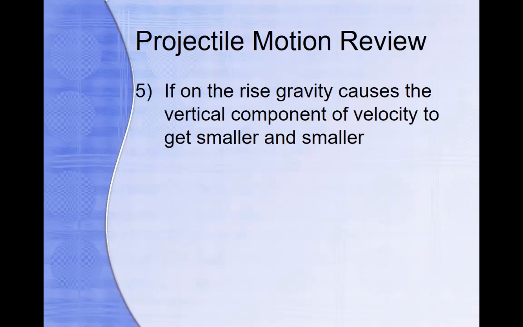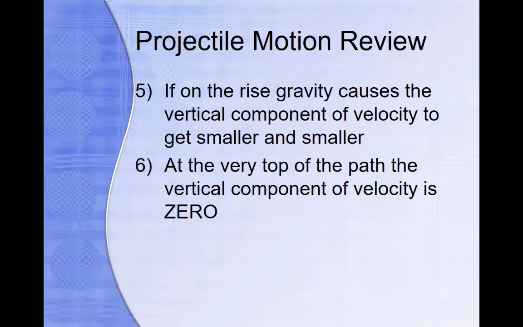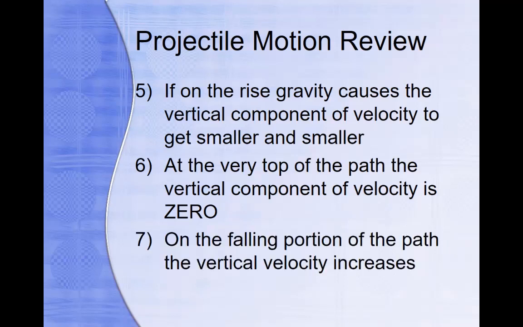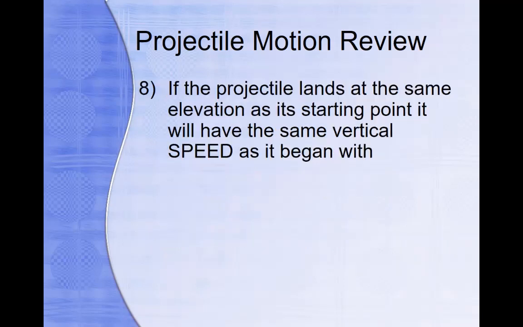If on the rise, gravity causes the vertical component to get smaller and smaller if it's fired upward. At the very top of its path, it's going to have a vertical component of zero. And on the falling portion, it's going to increase according to that 9.8 meters per second squared acceleration.